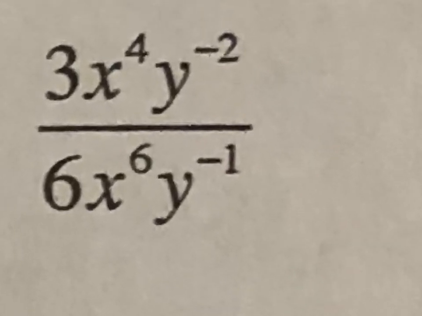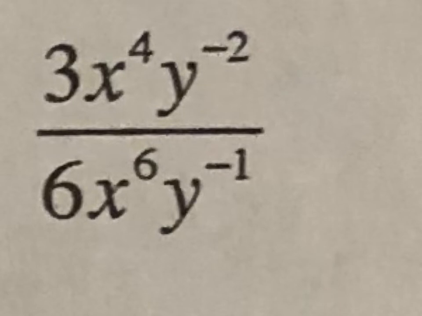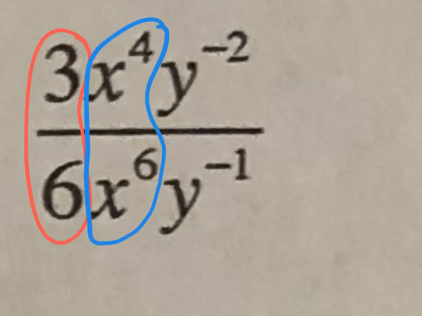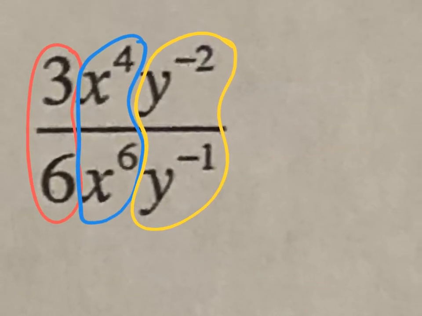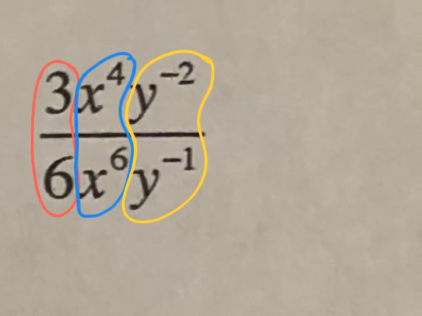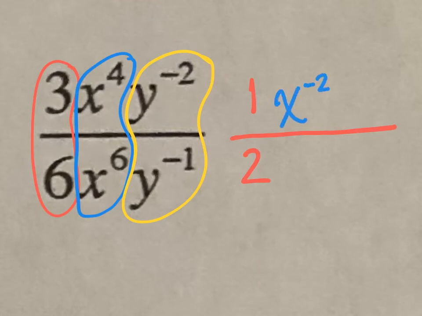Here, we are again dividing. So, a couple different things. We have this, and then we have our bases of x, and then we have our bases of y. We're going to do this in pieces. 3 over 6 simplifies to 1/2. Okay. X to the 4th. We have x to the 4th minus x to the 6th, giving me x to the negative 2.